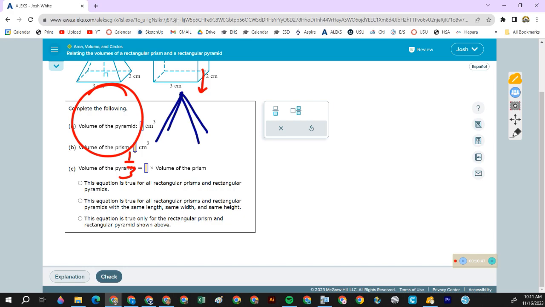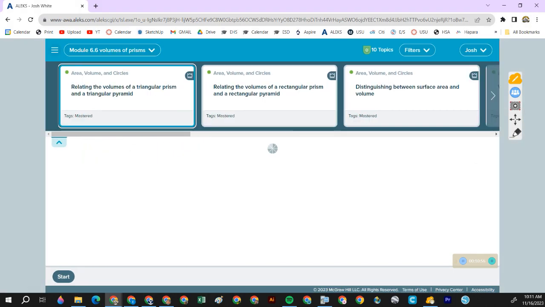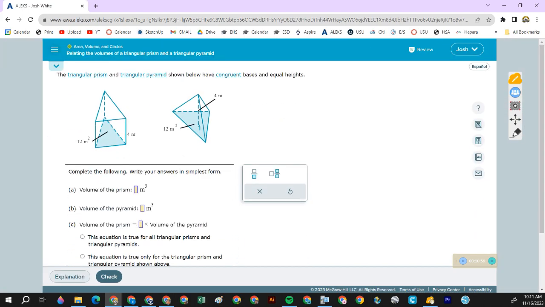So it's going to be same length, same width, and same height. Last one. All right. So we have a triangular prism and a triangular pyramid. So for the triangular prism, you find this area, and then you multiply it by that side, and that will give you the volume.